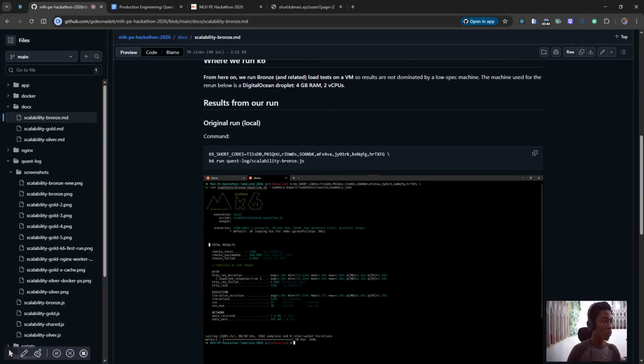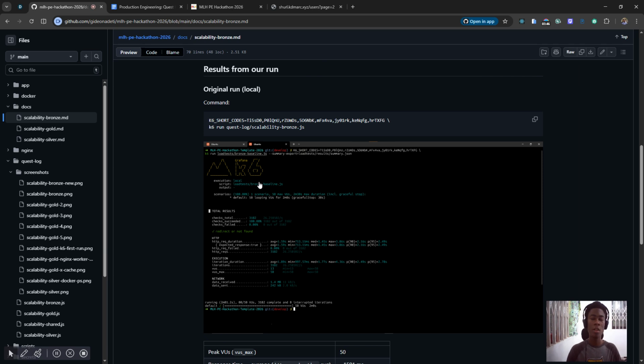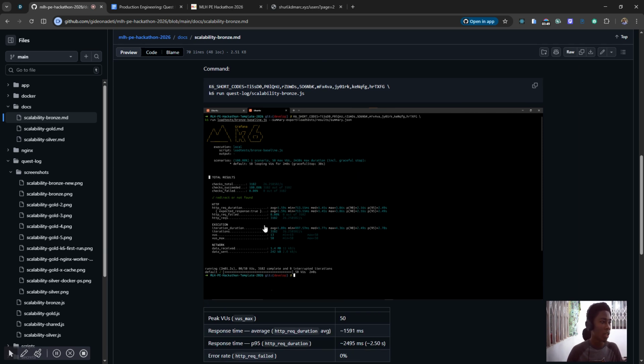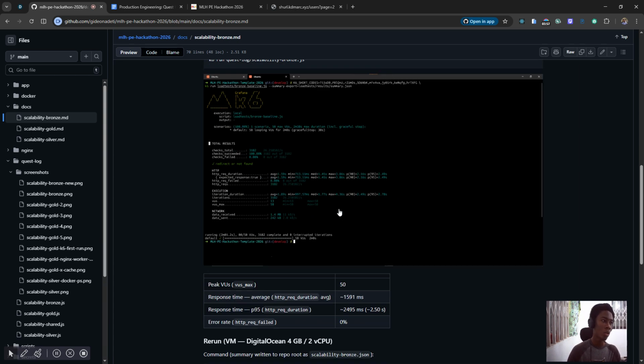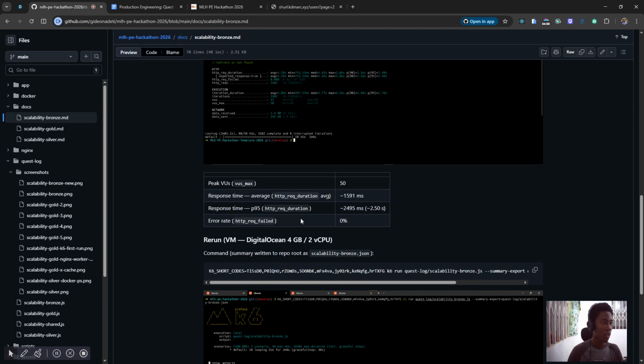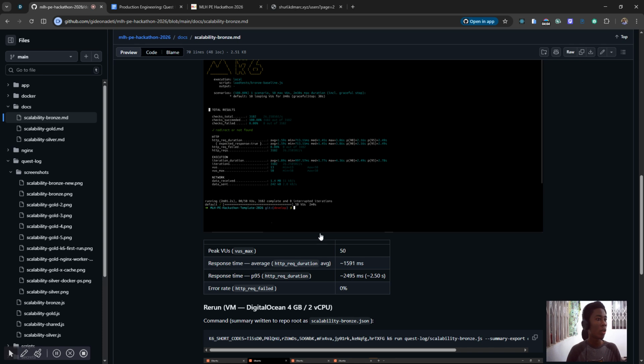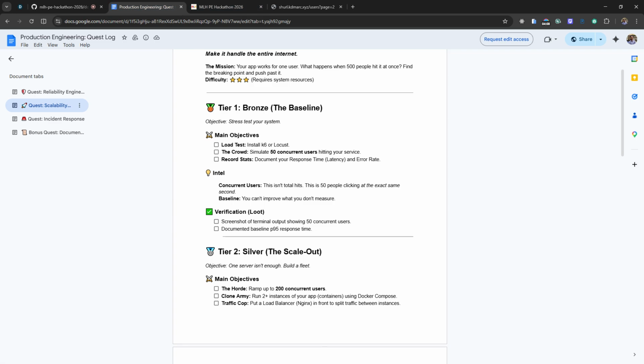This was the run I did on my local machine, and as you can see, I was getting 2.49 seconds P95. That's the latency, and the error rate was 0%. This was kind of fine because there was no target to hit in terms of the latency or the response time.